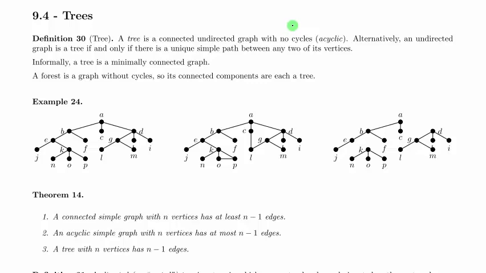It's acyclic. Alternatively, we can say that an undirected graph is a tree if and only if there is a unique, simple path between any two of its vertices. So we're not repeating any vertices along the way there.